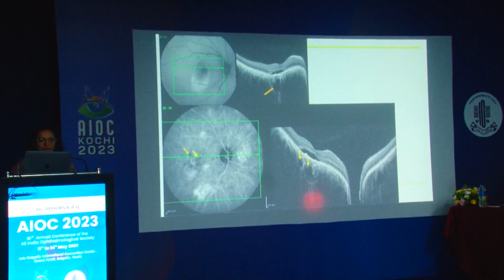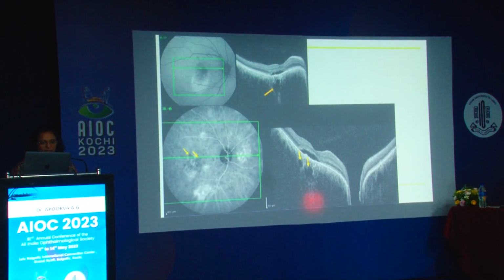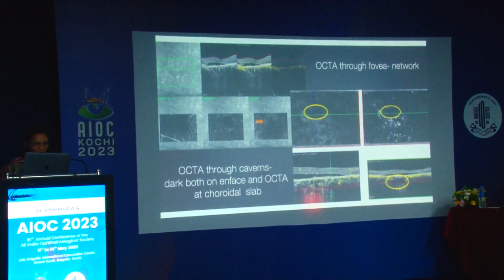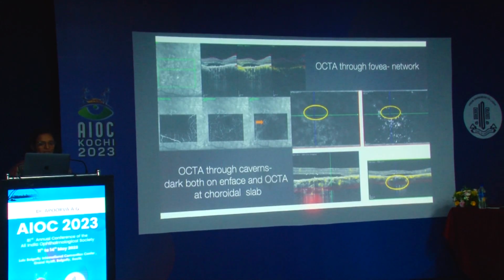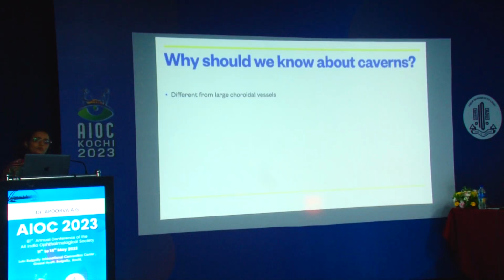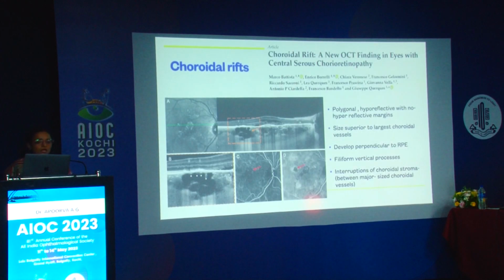This was a case of pachychoroid neovasculopathy, and these correspond to areas of no flow on ICGA. This was the neovascular membrane on the OCTA, and this is the area of no flow when we do OCTA through the cavern. So we should know about cavern to differentiate them from large choroidal vessels.